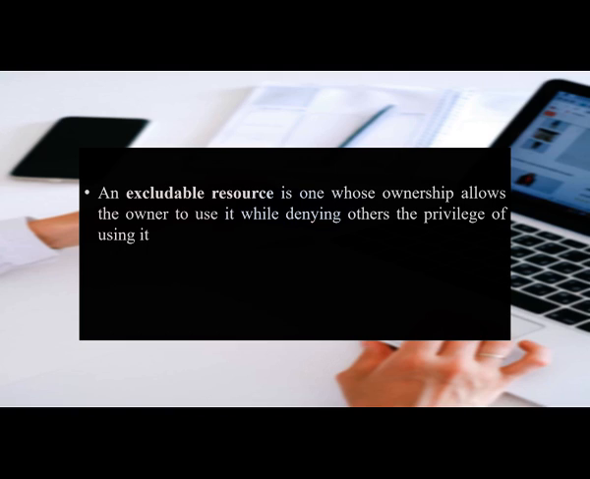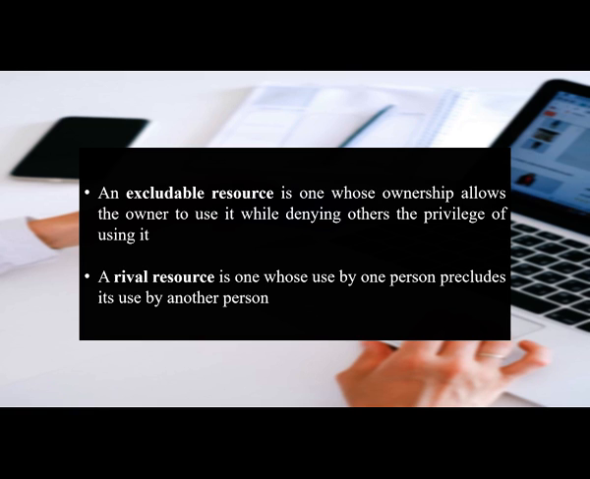And coming to the second concept of excludability and rival resources. An excludable resource is one whose ownership allows the owners to use it while denying others the privilege of using it. A rival resource is one whose use by one person precludes its use by another person.